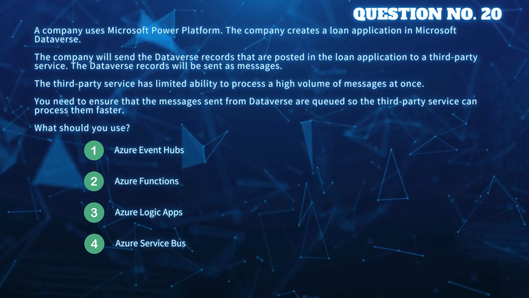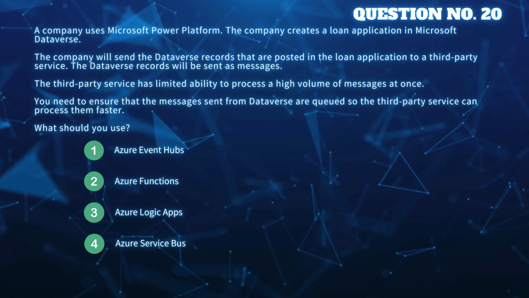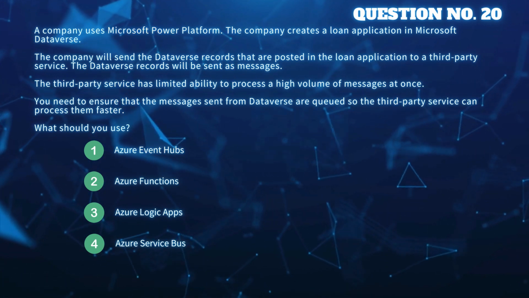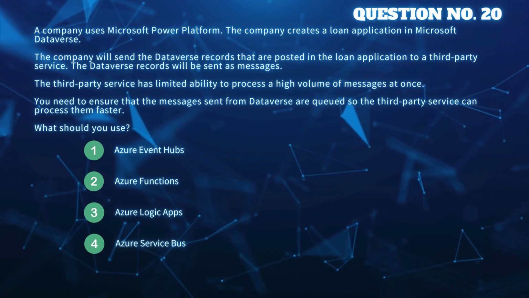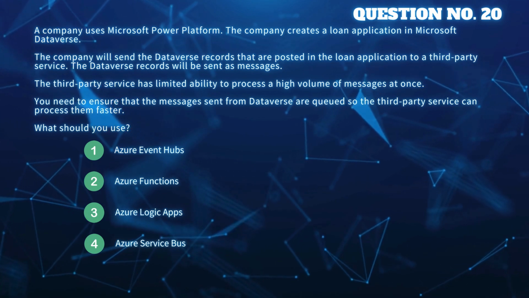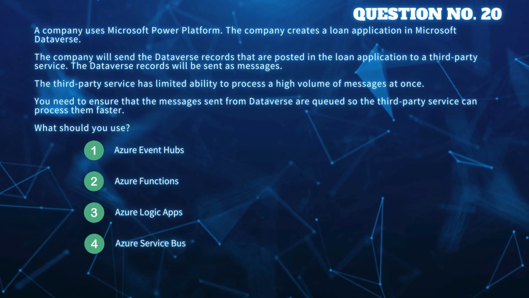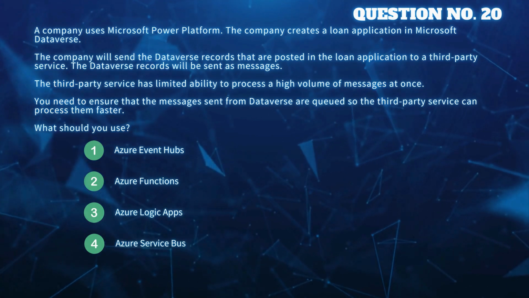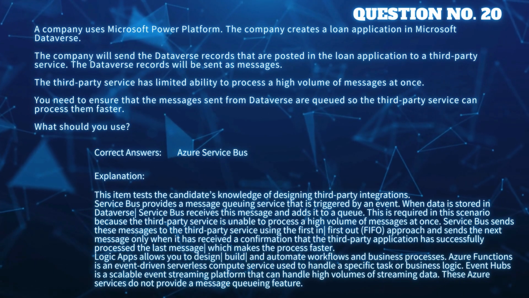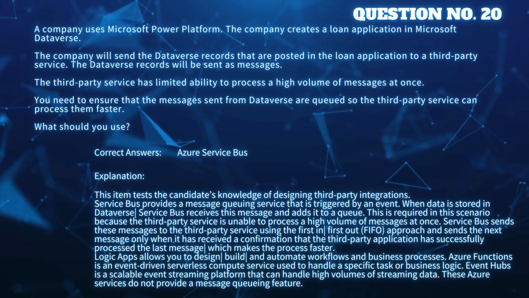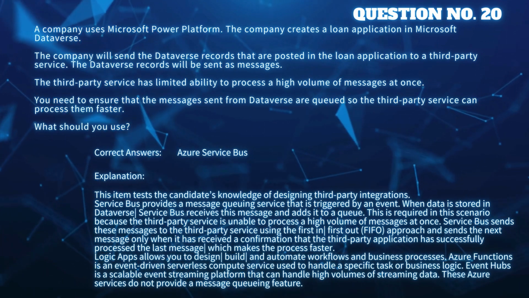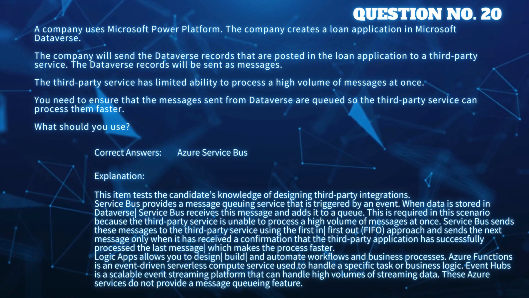What should you use? Option 1, Azure Event Hubs. Option 2, Azure Functions. Option 3, Azure Logic Apps. Option 4, Azure Service Bus. Correct answer: Azure Service Bus. Explanation: this item tests the candidate's knowledge of designing third-party integrations.